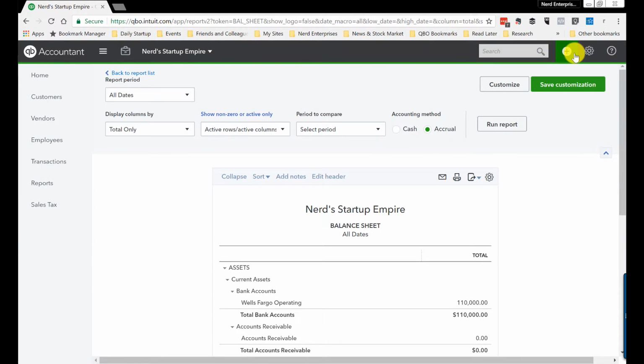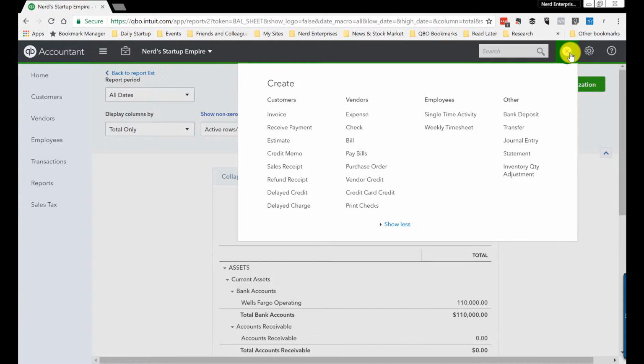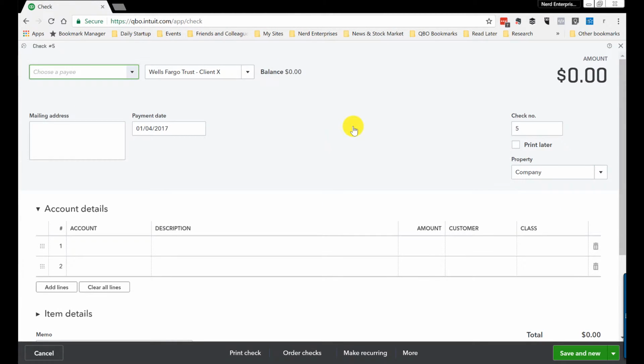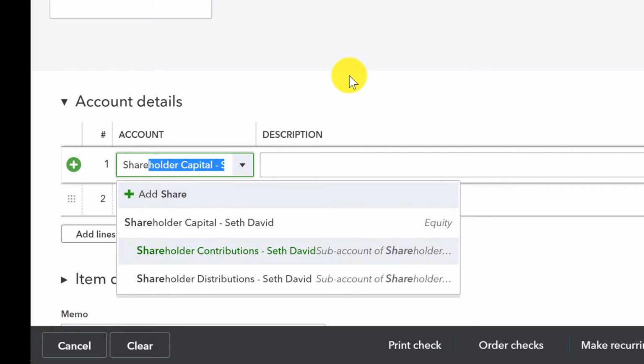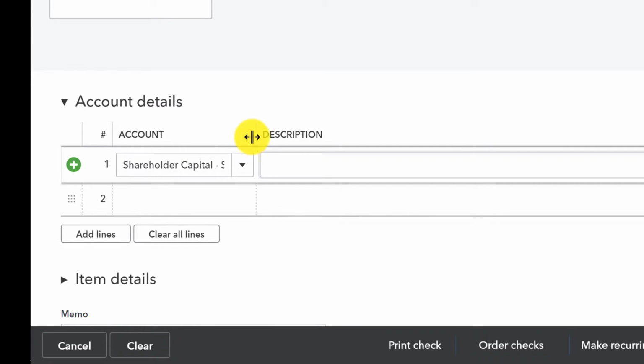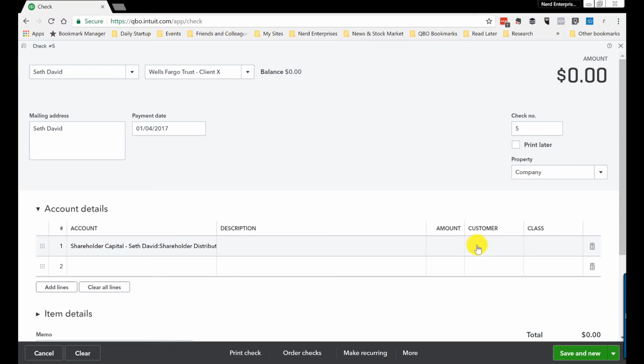Now here's where a lot of business owners make a mistake, and I'm going to put it in the extreme, obviously for purposes of illustration, as we say, woohoo, we just got paid $100,000, we have all this money, let's take it out. So I'm going to write myself a check, and here's where it goes to shareholder distributions, right? Because I'm taking the money out, I'm taking a distribution out of my corporation.